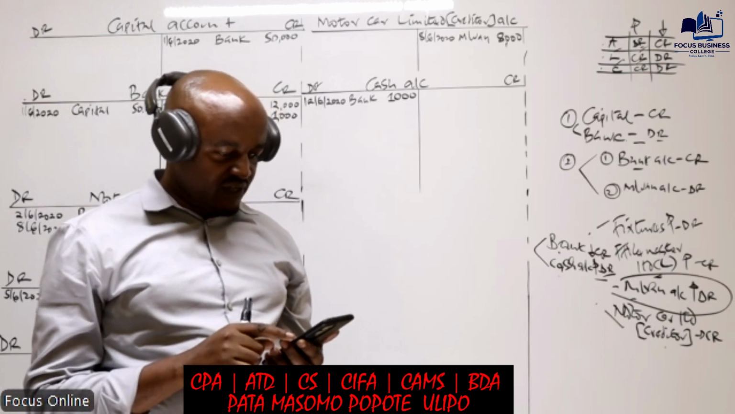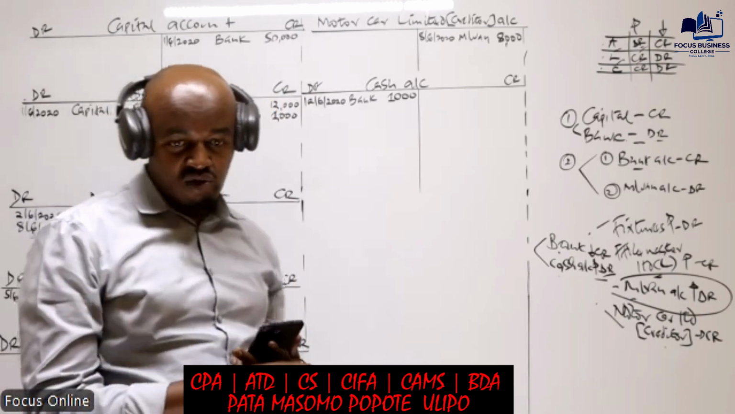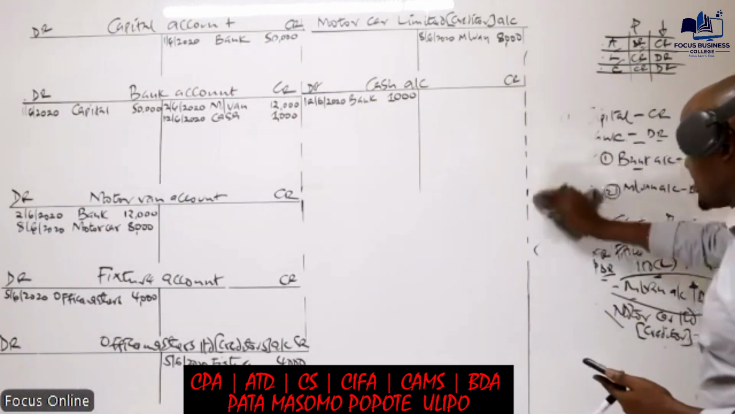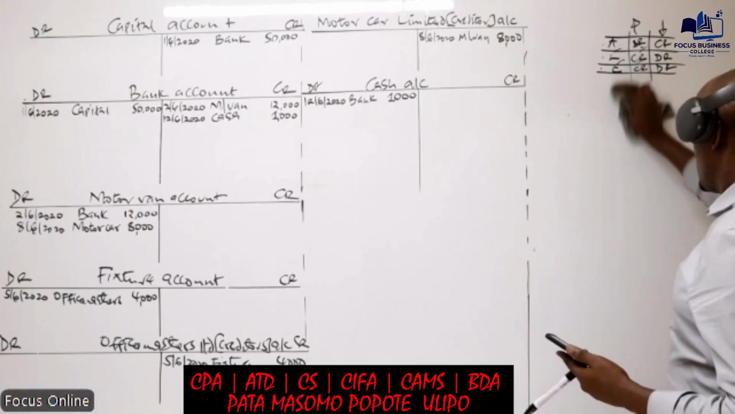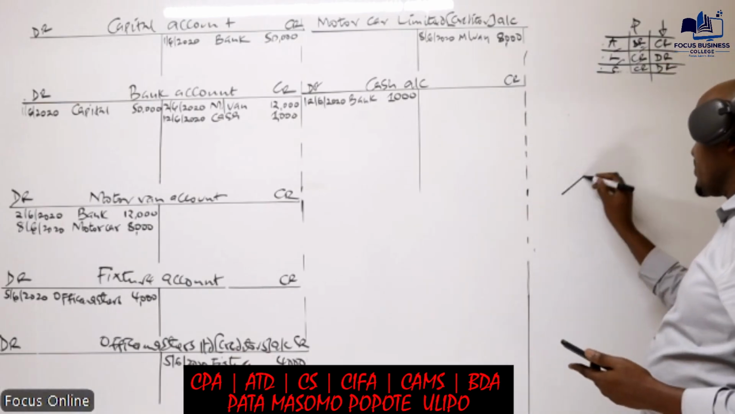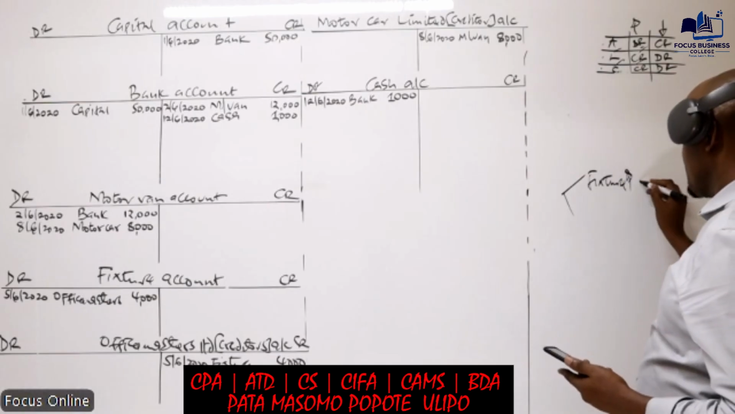So we go to the 15th. We are told we bought fixtures paying by cash, amounting to 600. So which two ledger accounts will be affected here? One is the cash, the other one is the fixtures. What will increase, what will reduce? Fixtures were bought. The fixtures are assets, and they will increase.